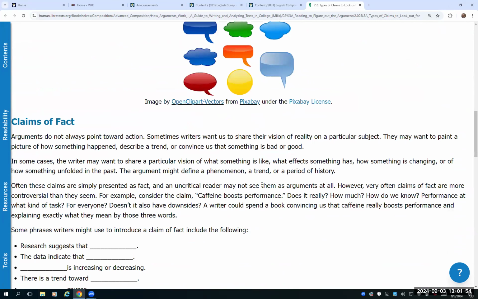Let's turn the page here in your notes, and let's go to claims of fact. All right, claims of fact. This is type of claim number 2, a claim of fact. When you're looking at something and determining what kind of claim it is, for a claim of fact, you should be asking yourself, is this claim describing the nature of something?